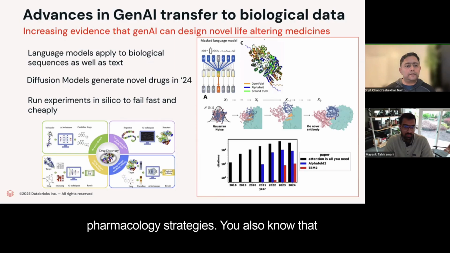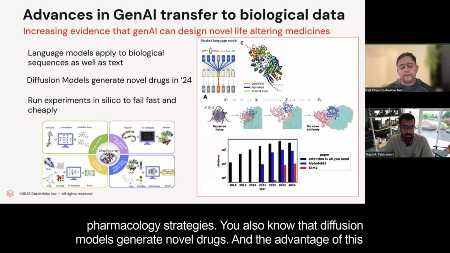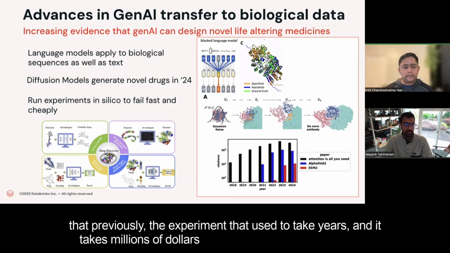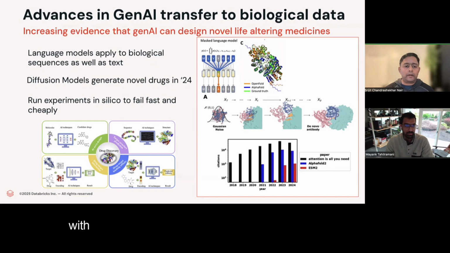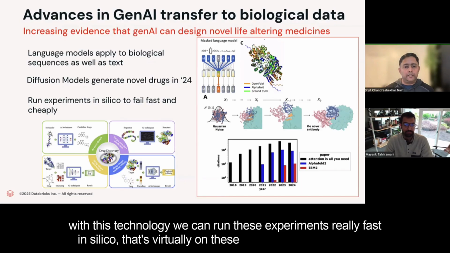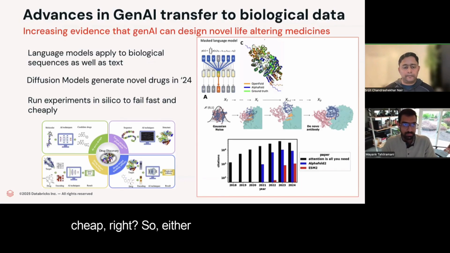And we also know that diffusion models generate novel drugs. The advantage of this is that previously, experiments used to take years and millions of dollars in the wet lab. With these models, with this technology, we can run these experiments really fast in silico, that's virtually on computers, really fast and cheap, right? So either fail fast or find optimal targets really fast.